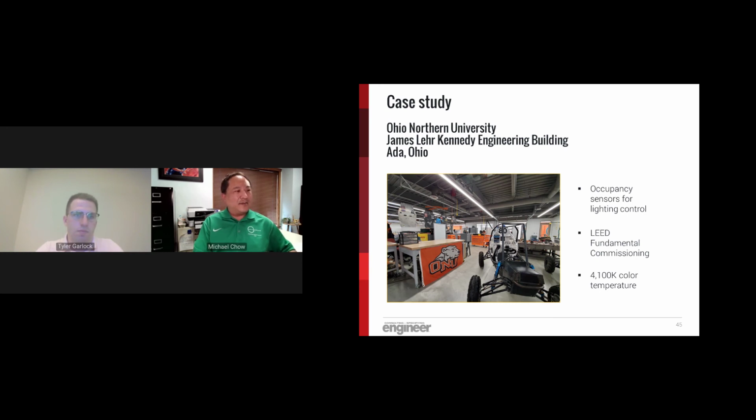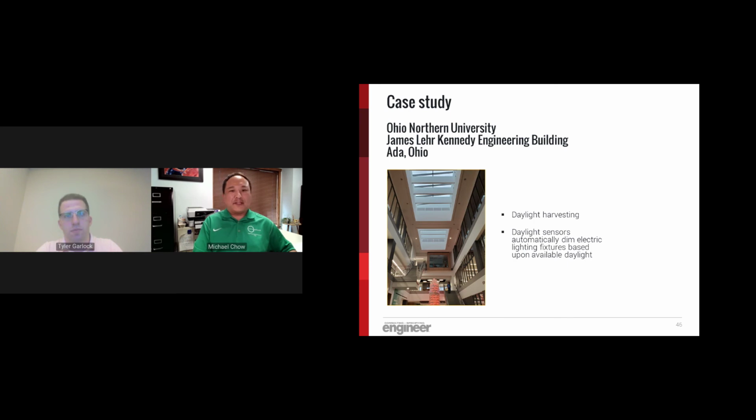Just some more information about the project. We used a 4100 Kelvin color temperature. There was LEED fundamental commissioning and daylight harvesting. There was a lot of daylighting, side lighting that was available, so we used the sensors to automatically control that lighting. You can see in this picture, most of the lighting fixtures are off.